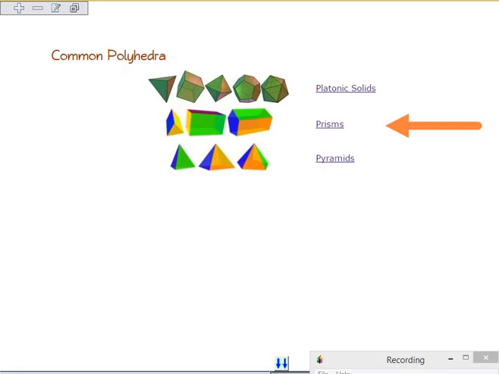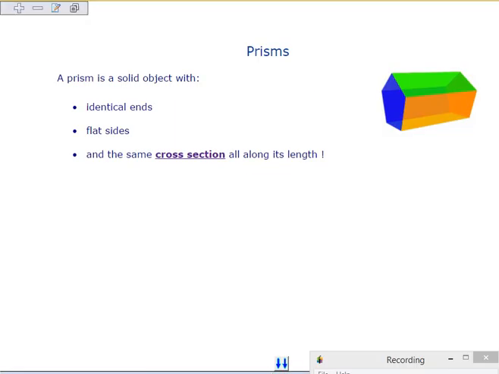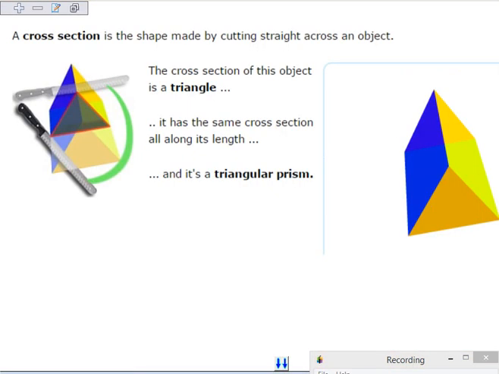Let's take a look at some prisms. A prism is a solid object with identical ends. So see how this is a pentagon and then the orange face is a pentagon? It also has flat sides and the same cross-section all along its length. A cross-section is a shape made by cutting straight across an object. So if I cut this across, the cross-section would be a triangle, and it has the same cross-section all along its length. This is called a triangular prism.